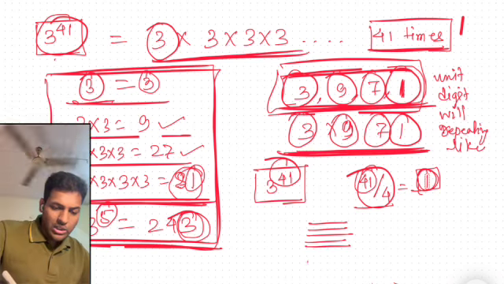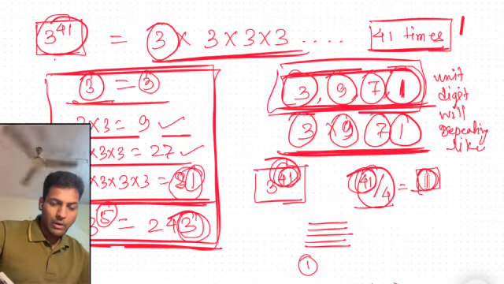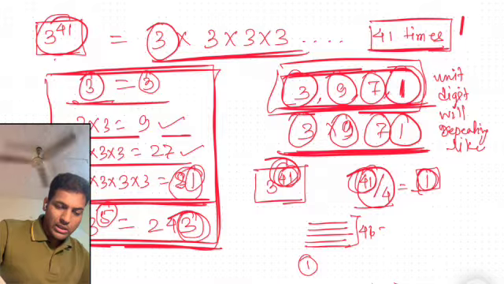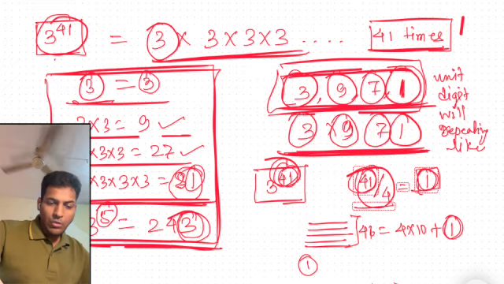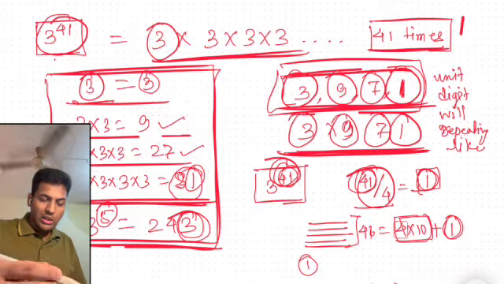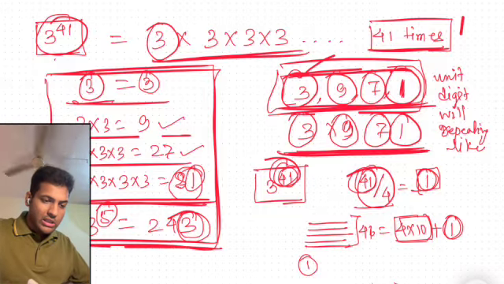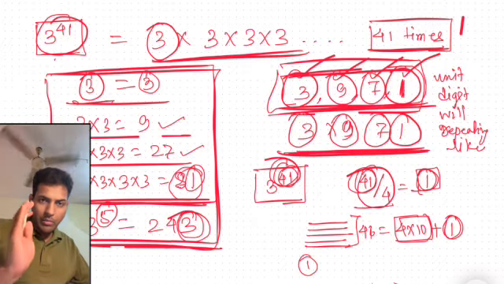There is one extra power, that means 3 to the power 41. You can also write it like this: 4 into 10 plus 1. Now what is this 1? It is the remainder. So that means these are the complete sets of 4. When there is a complete set of 4, the first will be 3, the second will be 9, then 7, and the fourth will be 1. Now whatever you get as a remainder, you can memorize this.